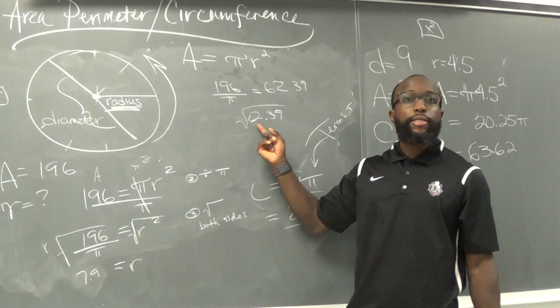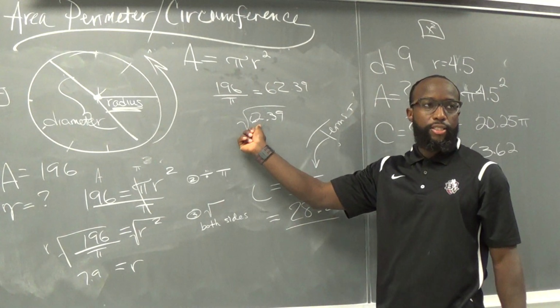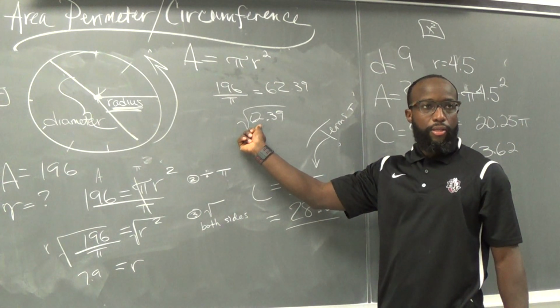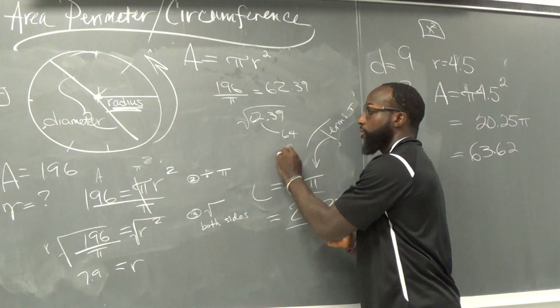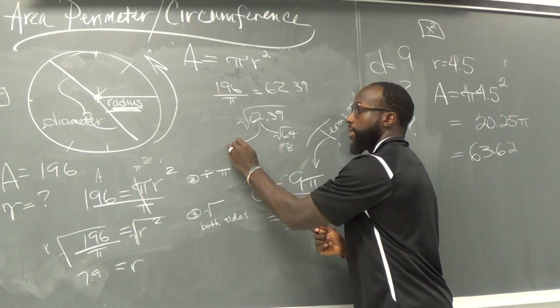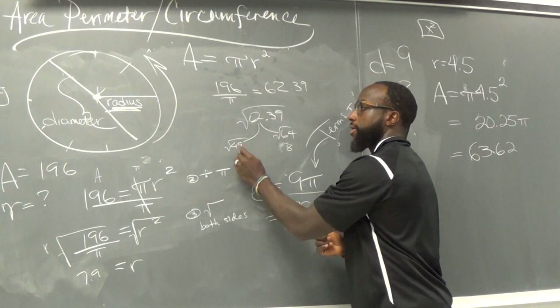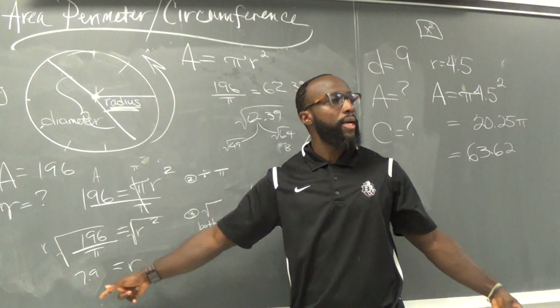Right? Because think about it. What's the closest perfect square to 62? 64, right? 64, but it's bigger. And the square root of 64 is 8. So 7 is the 49 one, right? So it's close to the 8, which makes 7.9 make sense, right?